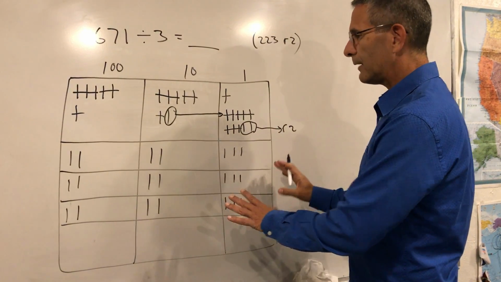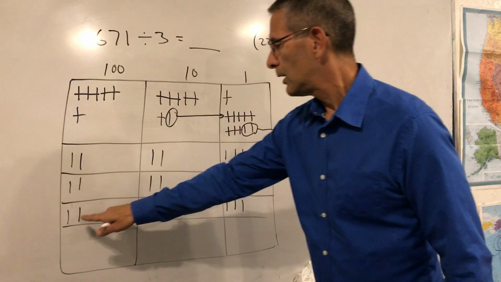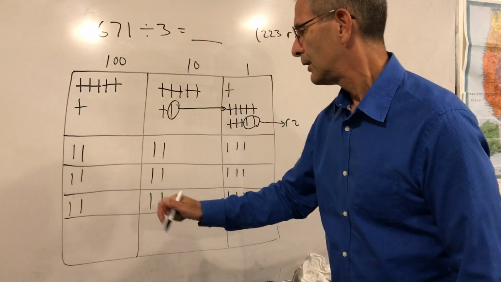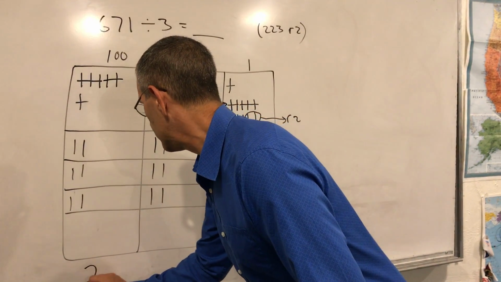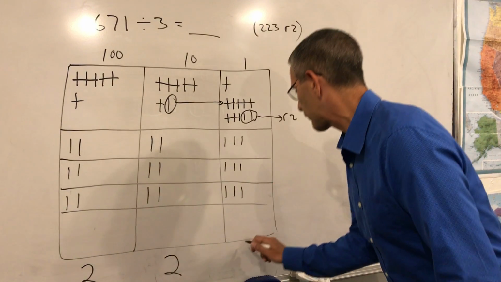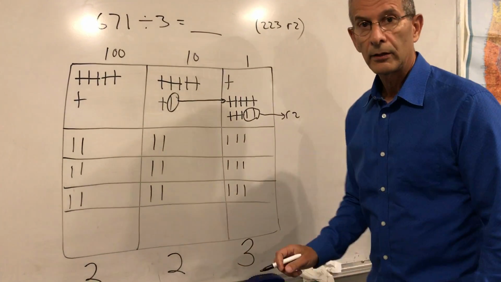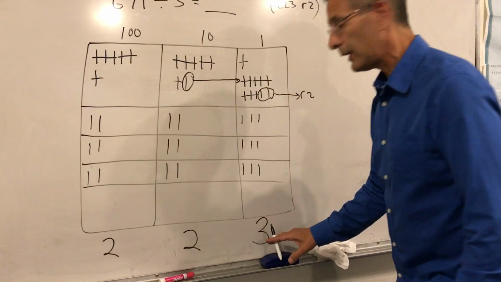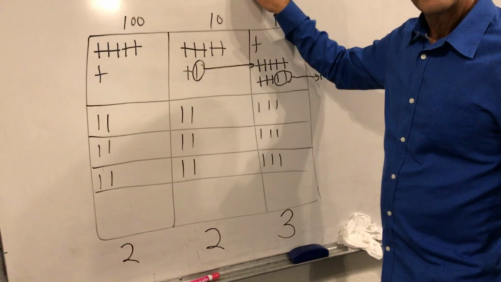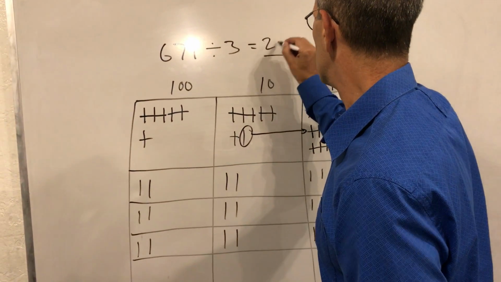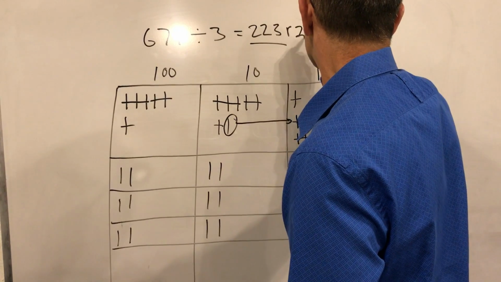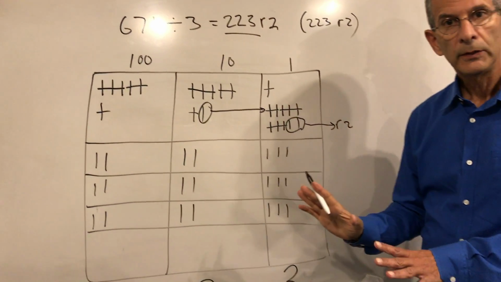And now that we've done that, what we do is we count up the number in one of these groups. So how big is the group? There's 2 hundreds, so we write 2 there. And there's 2 tens, so we write 2 there. And there's 3 ones. So together, this is the answer, 223, with a remainder of 2. So we complete the number sentence by writing the answer, 223, with a remainder of 2. And that's how you do it.